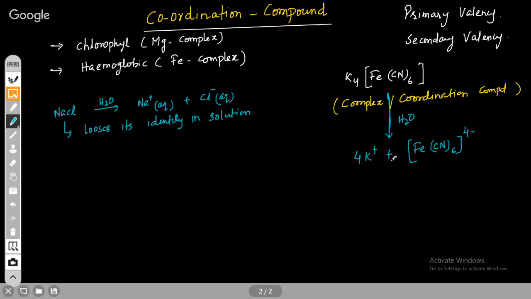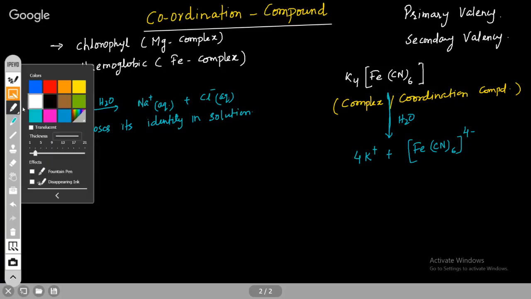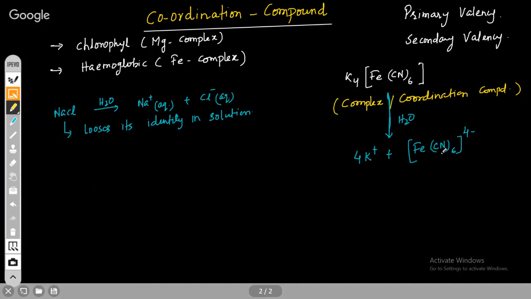So what happens here: this part, which is written in the square bracket, we call the complex part of this compound. This is the complex part. When you look at this ion, the complex part does not dissolve. It retains its identity in the solution.